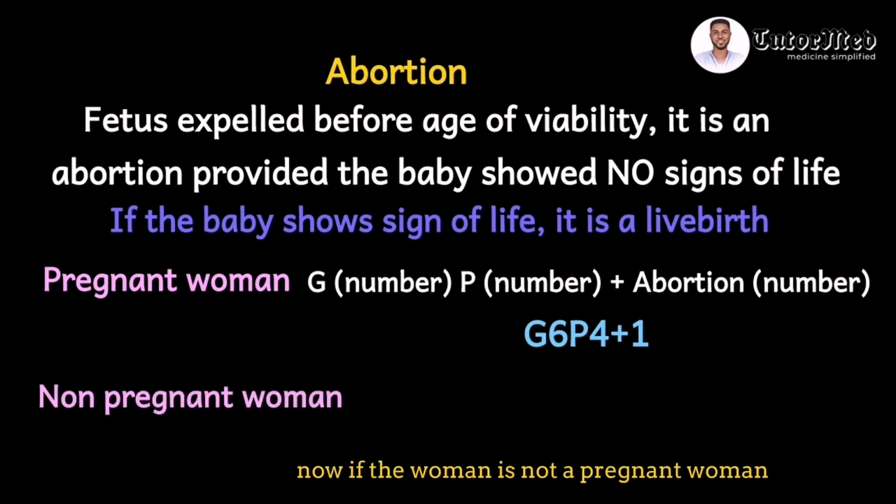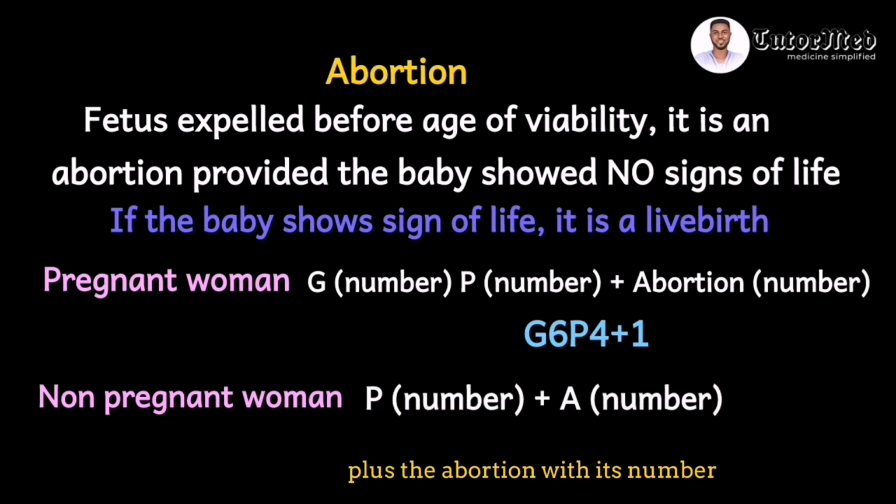Now, if the woman is not pregnant, say you are taking a gynae history, and you want to express the woman's obstetric history with the GPA system, there is no need to bring the gravida. It is simply written as the parity with its number plus the abortion with its number. An example is para 4 plus 1. What this means is that this woman is currently not pregnant, but she has had 5 pregnancies before, 4 of which were carried to viability, and 1 unfortunately became an abortus.